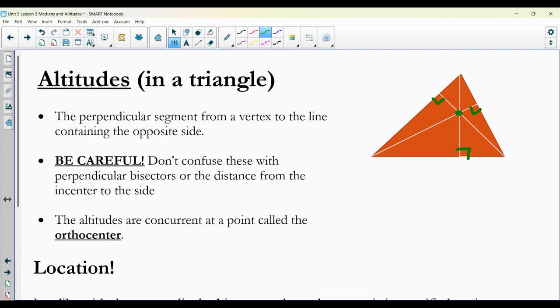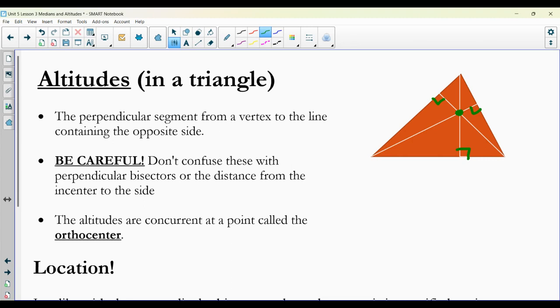So the point where these all meet also has a name. It's called the orthocenter. Now you have to be careful with this. In lesson 2, you will learn or have learned that we have a perpendicular bisector as well, and those meet at what we call a circumcenter. Perpendicular bisectors are different than altitudes. Please be careful. Do not confuse these two things.